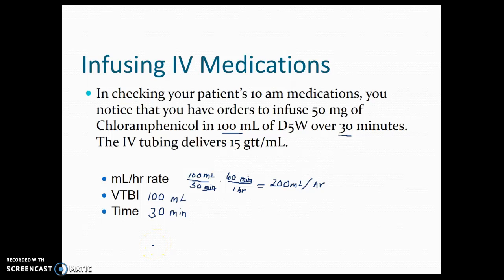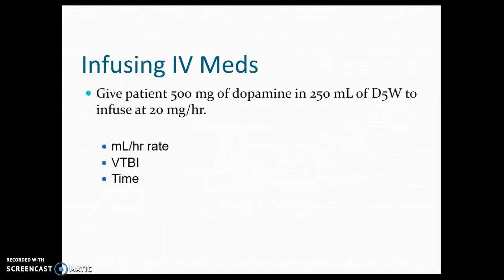Let's take a look at one more example. In this problem, we are asked to give the patient 500 milligrams of dopamine in 250 milliliters of D5W, and it's to be infused at 20 milligrams per hour. Again, we see the same three questions that we would need to type into the infusion pump.